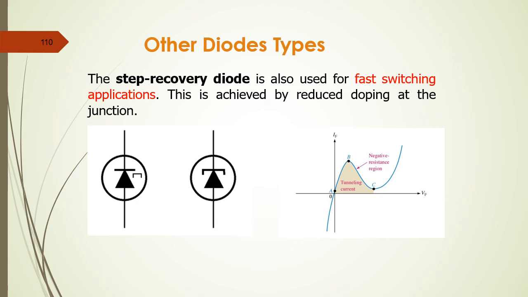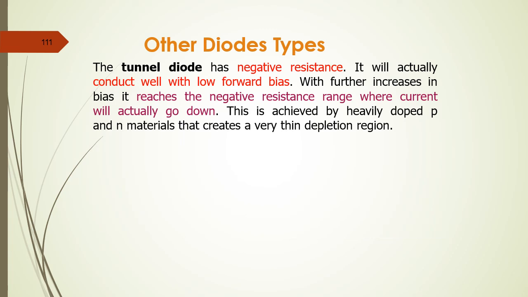Another type we have is the step recovery diode, which is also used for fast switching applications. This is achieved by reduced doping at the junction. And we also have tunnel diodes, which have negative resistance. You can try to Google for a picture of the tunnel diode.